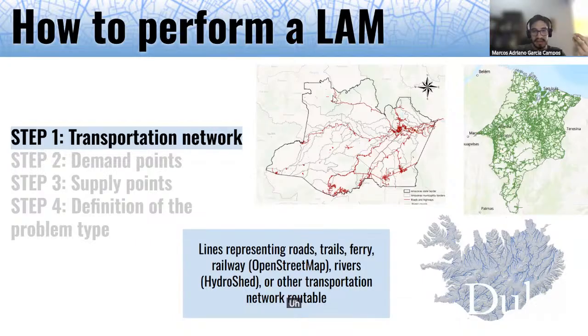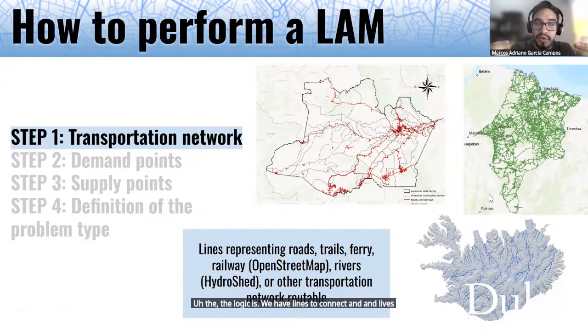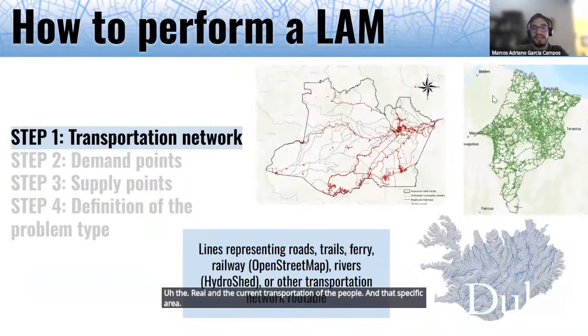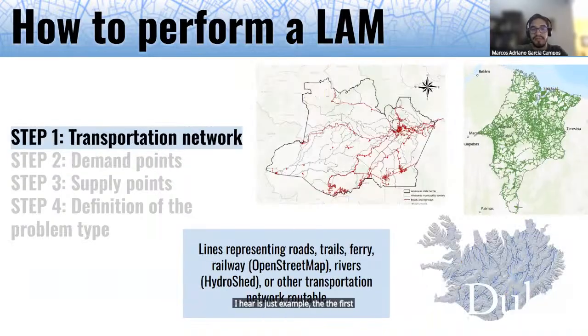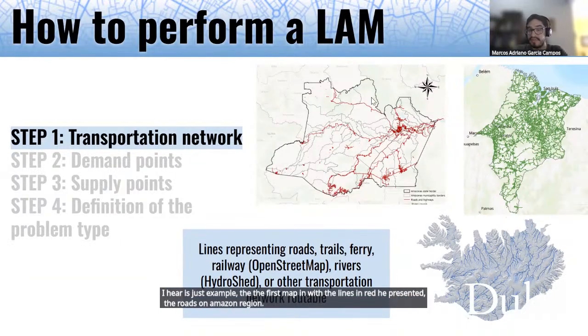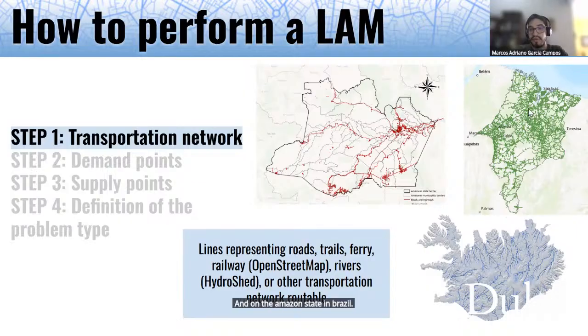The logic is we have lines to connect, and lines represent the real, current transportation of the people in that specific area. Here is just an example: the first map with the lines in red represents the roads in the Amazon region, in the state of Amazonas in Brazil. The other one in green lines represents the streets in another state in Brazil, called Maranhão. And here is an island with rivers. Here are rivers from HydroSHEDS.